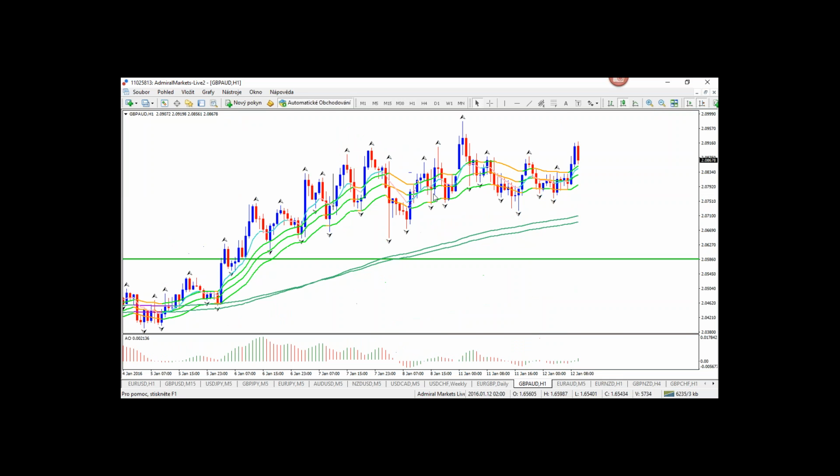And Pound Aussie is looking choppier than the Euro Aussie too. So I wouldn't be that much interested in Pound Aussie, Pound New Zealand. Euro Aussie, Euro New Zealand look better. Take a look at the Aussie New Zealand to make a decision between those. Dollar CAD is at the 61.8 fib.